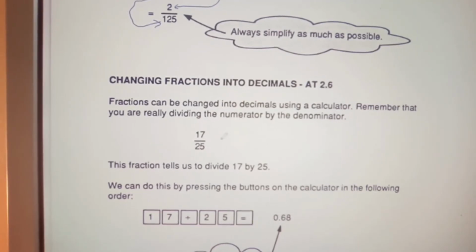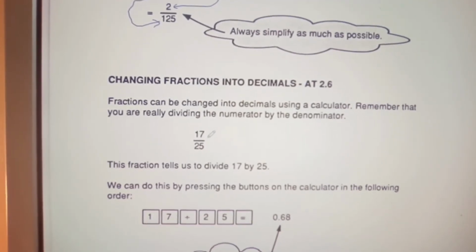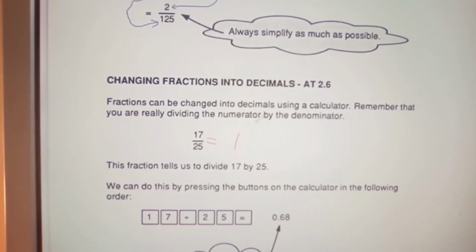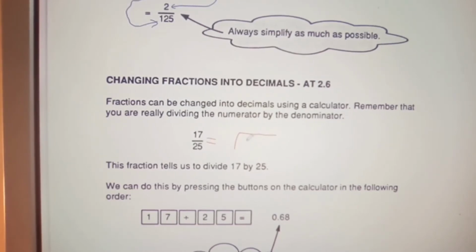Okay. Now, that is equal to, as a decimal, so let's get this into place. Equals, now let me put in my bracket, okay? So what we're actually doing, we're dividing 17 by 25. And 25 goes on the outside, okay?